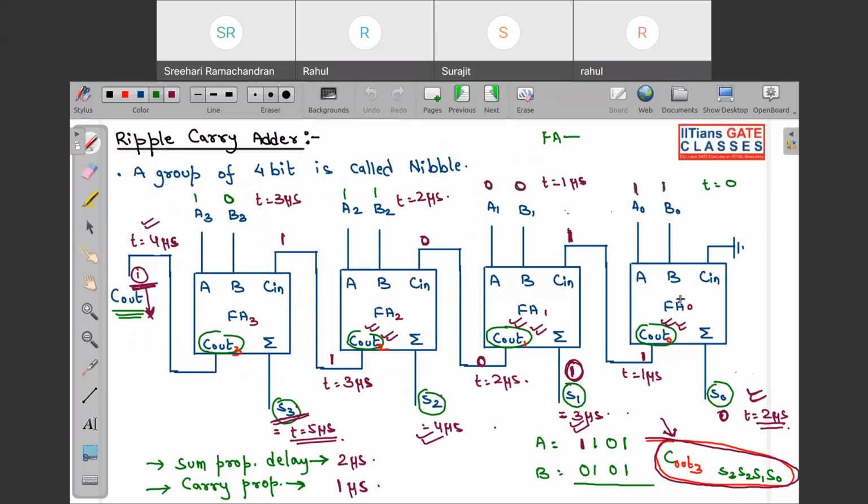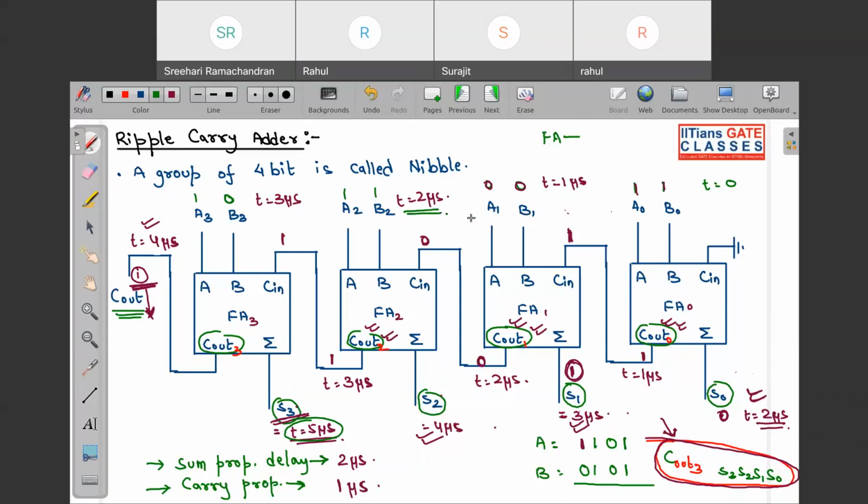Now you were correct, Surjit. In this particular case, you should have written 5 microsecond. Why? Because a few of the adders were not suffering from delay, since their states were not changing, like over here. It was 0 previously also, 0 here also. So it would have got its output at 1 microsecond only. I should have told you this.